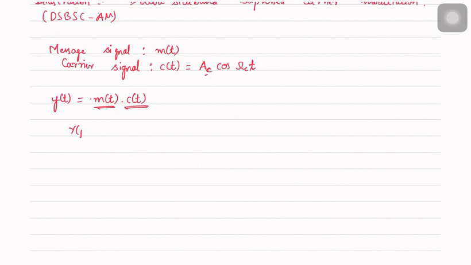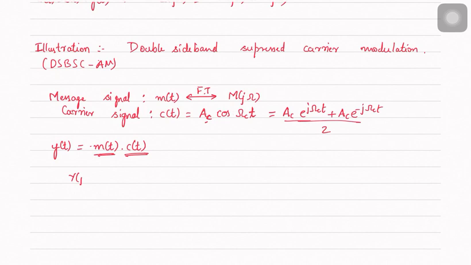Suppose m of t has a spectrum or Fourier transform M of j omega. So this A_c cos omega_c t, I can represent as A_c e to the power j omega_c t plus A_c e to the power minus j omega_c t, divided by 2. This is by Euler's formula. So now I know what the Fourier transform of e to the power plus j omega_c t is, and what the Fourier transform of e to the power minus j omega_c t is.